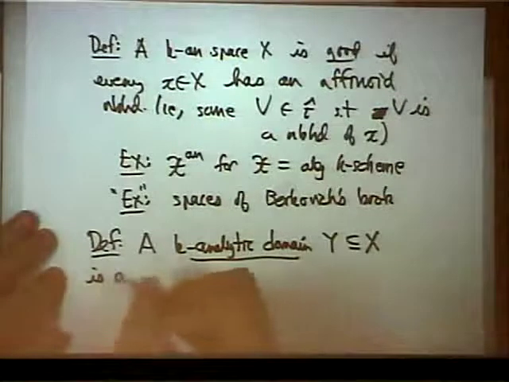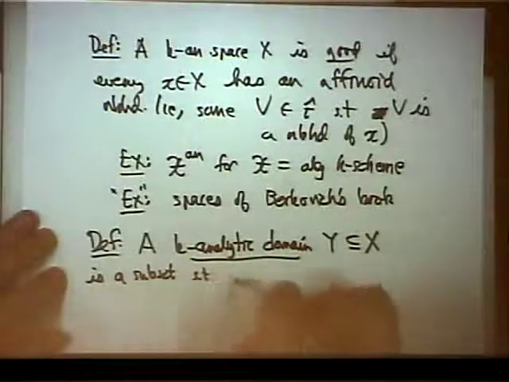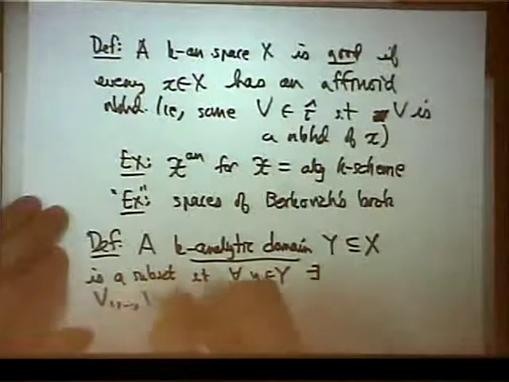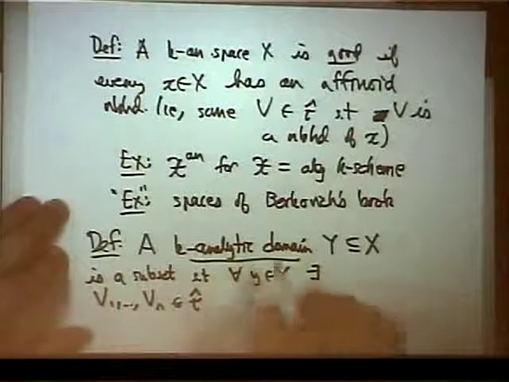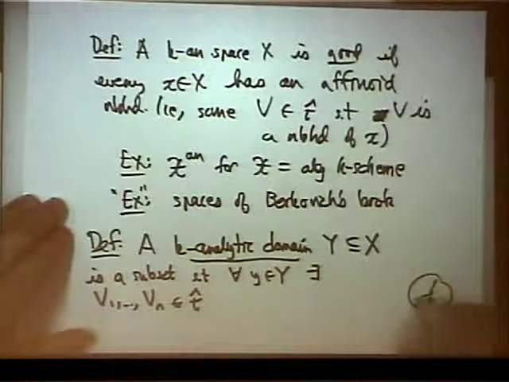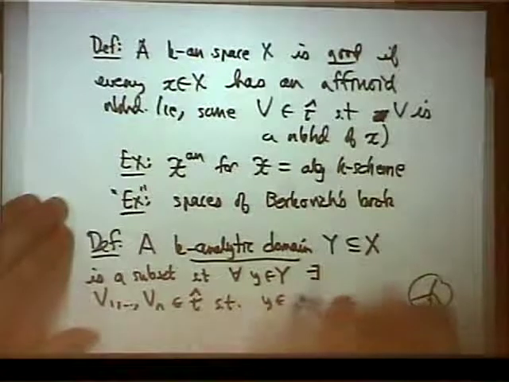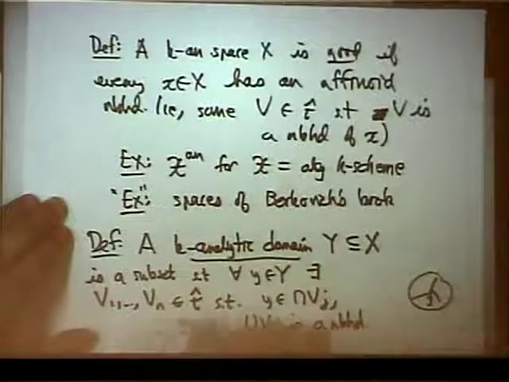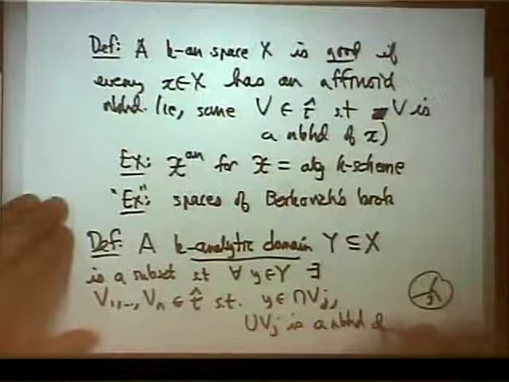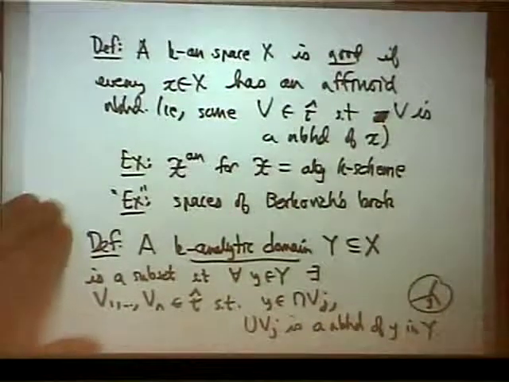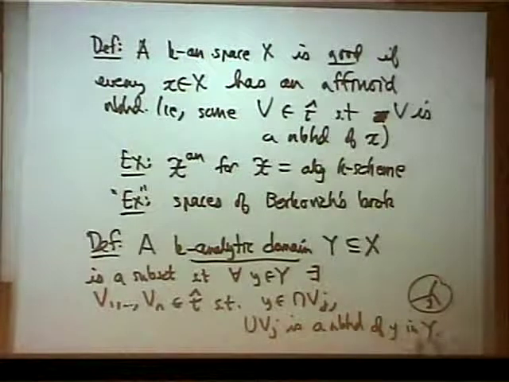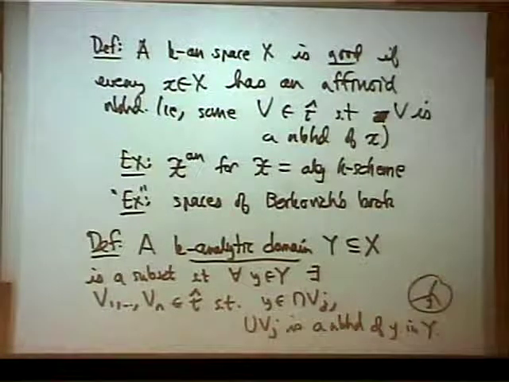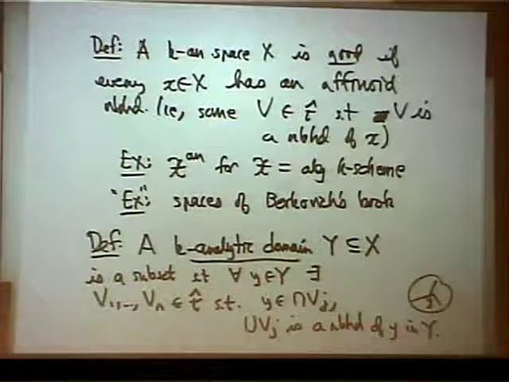So as a subset Y, for every point in Y, there are finitely many members of the maximal atlas so that Y is in all of them, and the union is a neighborhood, and they're all contained in Y. A neighborhood of the point in Y. So every point has a neighborhood in this subset such that it lies inside a finite union of affinoids of the ambient space, and in fact lies in all of them.